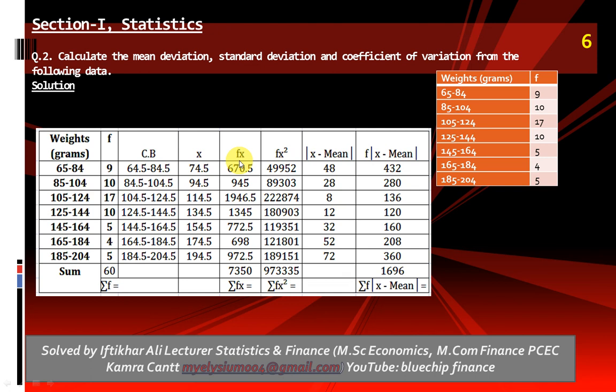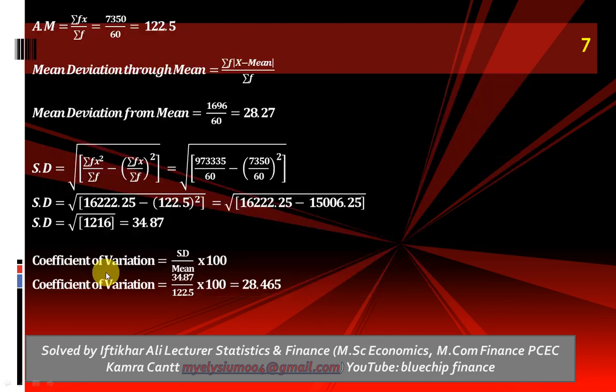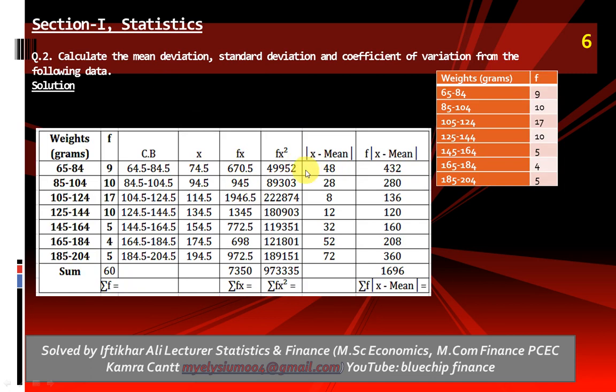So first of all we need the product of fx. f is given here and x is given here. Simply multiply these two items one by one, and sum of fx will be equal to 7350. Sum of f is 60. Putting the values into this formula, mean is 122.5. After that, subtract each value of x from the mean 122.5. So 74.5 minus 122.5 equals 48 while ignoring minus signs.